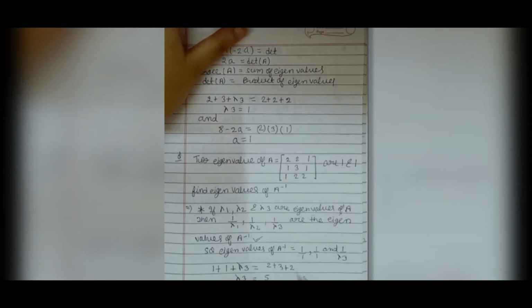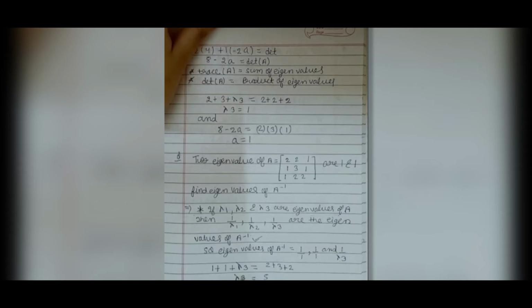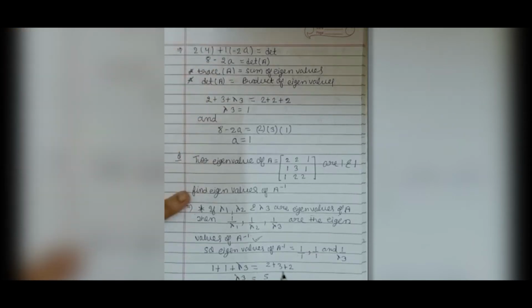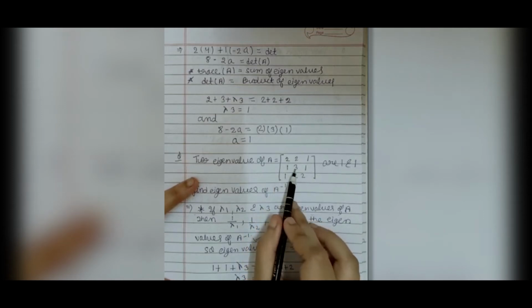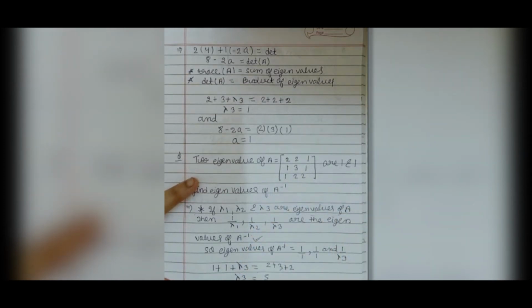So again apply that formula. Sum of eigenvalues equals trace of A, which is 1 plus 1 plus lambda 3 equals 2 plus 3 plus 2. So you can get lambda 3 as 5. Now A inverse eigenvalues are 1, 1 and 1 by 5.